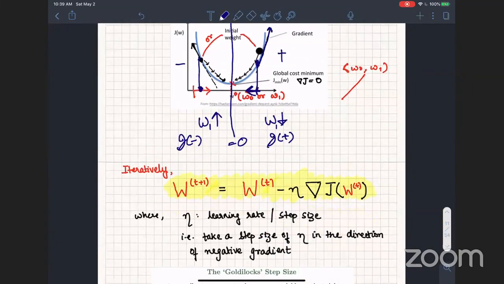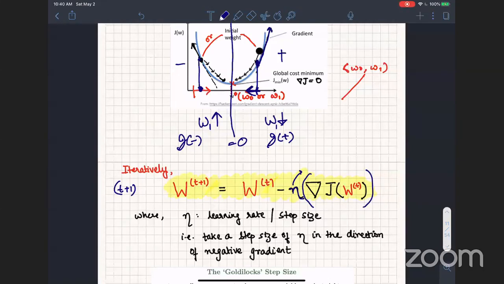Since we have to always move in the opposite direction of the gradient, we have written an equation, which is the weight update. You need to iteratively reach the sweet spot. So if t plus 1 is the next iteration, the update on w at t plus 1 is equal to the current w at t, minus some constant factor called the learning rate or step size, times delta J of w. That means your new w will be equal to the present w minus the learning rate times the gradient.